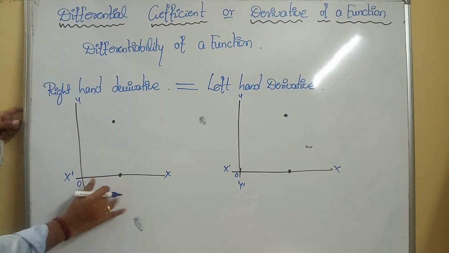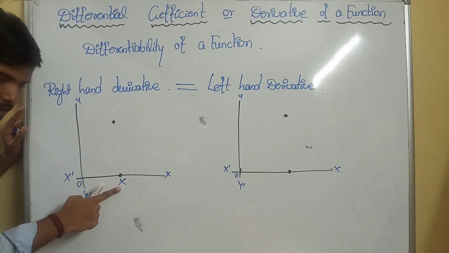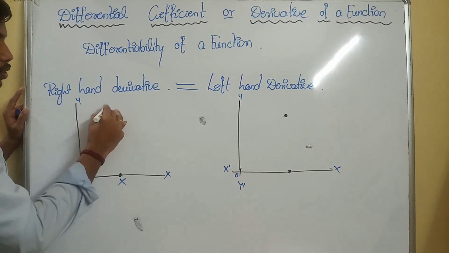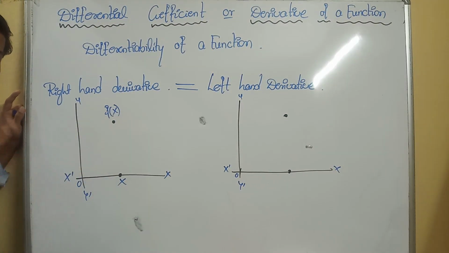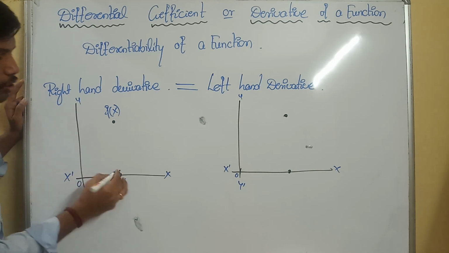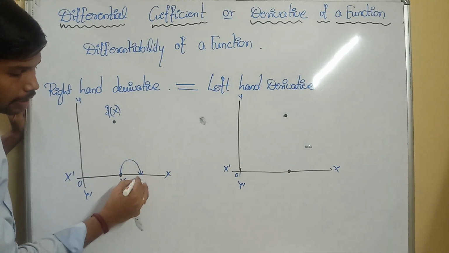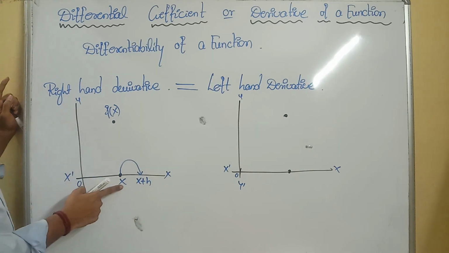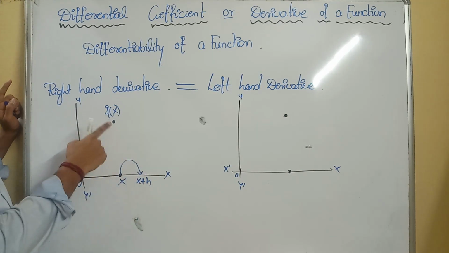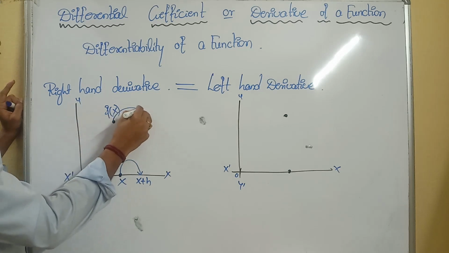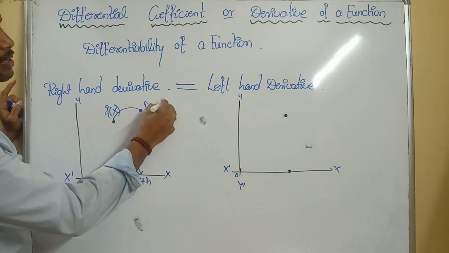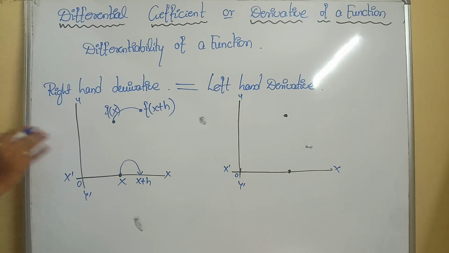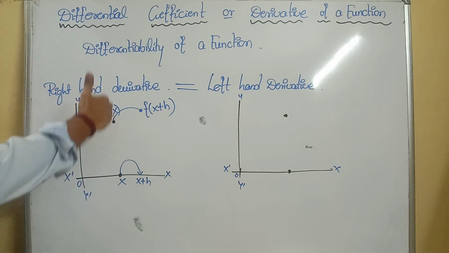Concentrate. See, for the particular domain value x, there will be one function value f of x. What is the right change? A small change, a positive increment. I'd like to take it as x plus h. As there is a change in the domain to x plus h, f of x will change to f of x plus h. Getting my point clearly? This is a right hand derivative.